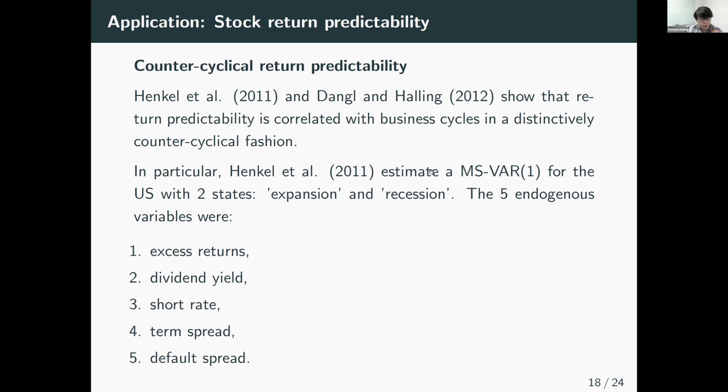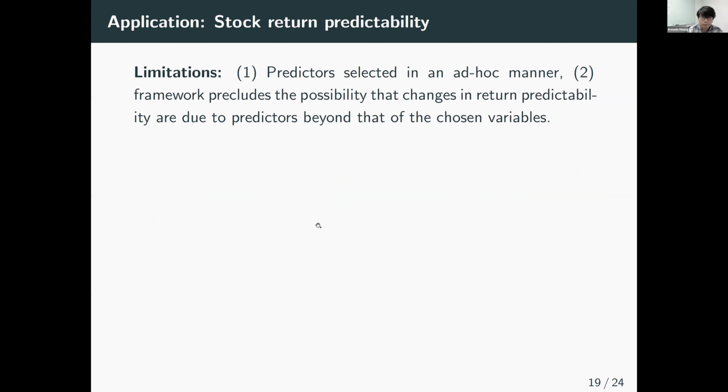So this is the main JFE paper that I'd like to replicate. They estimated an MSVAR with two states, expansion and recession, and they have 5 endogenous variables: excess returns and 4 commonly used predictors: the dividend yield, the short rate, the term spread, and the default spread. The main equation of interest in this model would be the first row, because on the left-hand side you have excess returns, and on the right-hand side you have lagged excess returns and lagged predictors too. So that's the main equation that they are interested in.